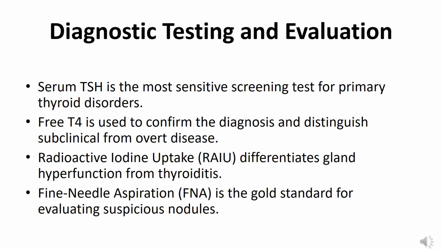Because of this sensitive feedback system, serum TSH is considered the most sensitive screening test for primary thyroid disorders. In primary hypothyroidism, the failing thyroid gland produces less thyroid hormone. The pituitary responds by increasing TSH secretion in an attempt to stimulate the thyroid gland harder. As a result, TSH levels become elevated, often before symptoms become obvious.